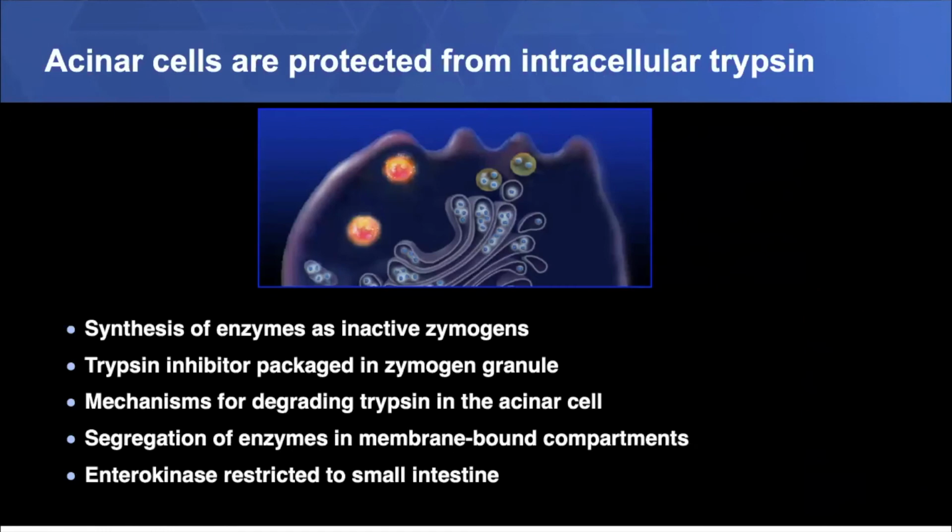As I mentioned, most of the digestive enzymes, including all proteases, are secreted as inactive zymogens. Trypsinogen is packaged with an inhibitor in the zymogen granule. There are mechanisms for degrading any active trypsin that's generated in the acinar cell. The enzymes are segregated in these membrane-bound compartments, so hopefully they don't escape if they're activated. And finally, enterokinase is restricted to the small intestine.